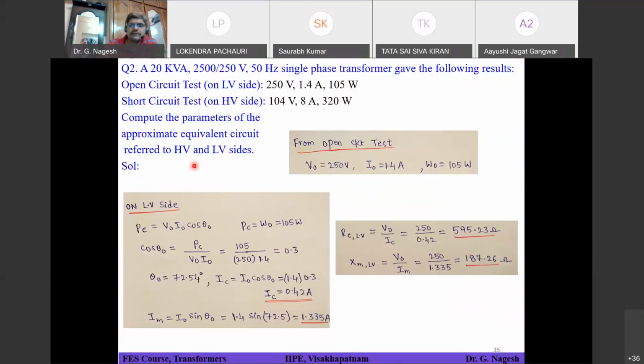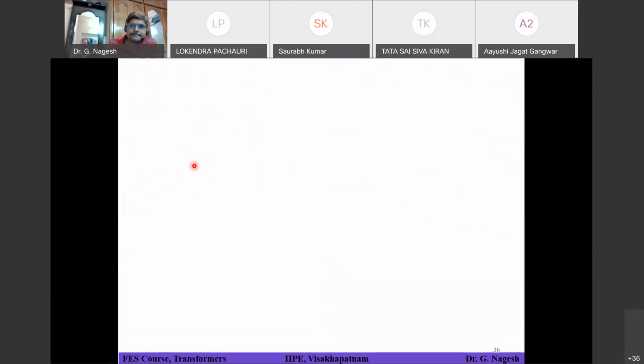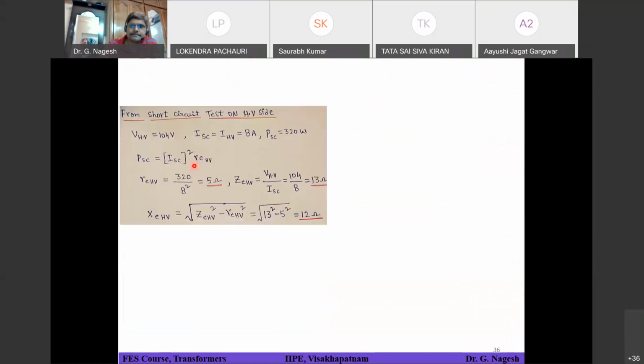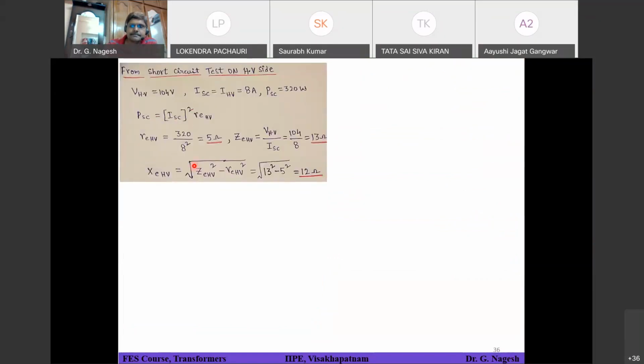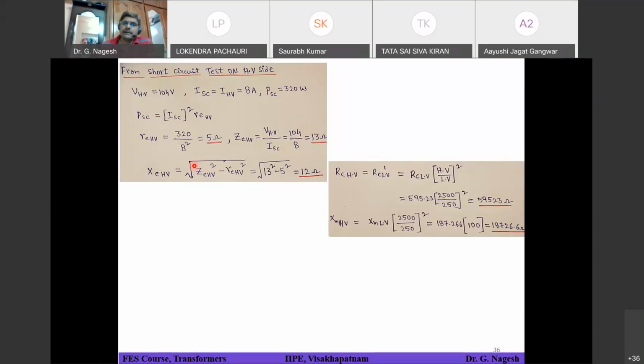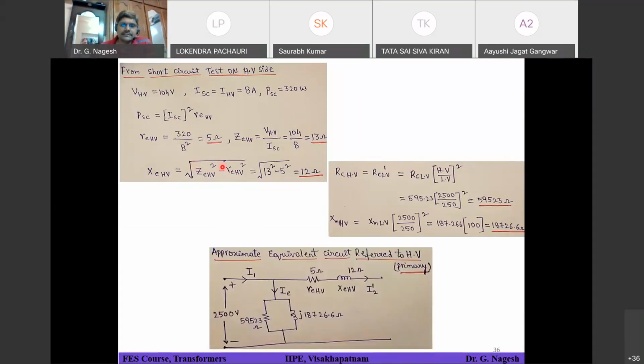Right. So you have drawn the equivalent circuit similar to that or not? You are able to hear me, right? Yes, sir. Okay. So when you talk about equivalent circuit, this should be your approximate equivalent circuit. So they have not asked specifically what is RH and RL dash. So you can leave at this point itself.